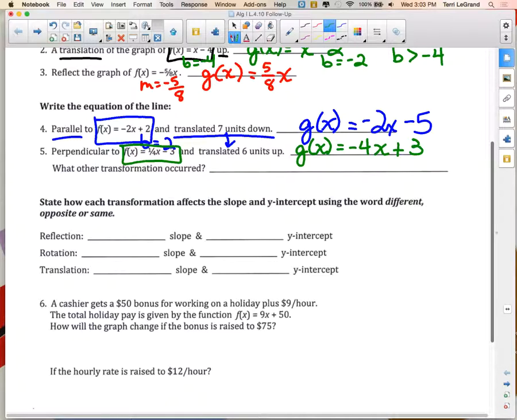Okay, perpendicular says that what has to be true about their slopes? What's the slope of this one? 1/4. Our f of x function has a slope of 1/4. What has to be true for lines to be perpendicular?